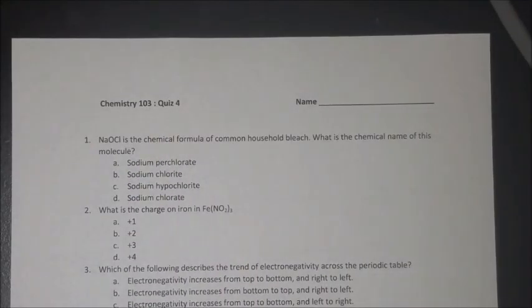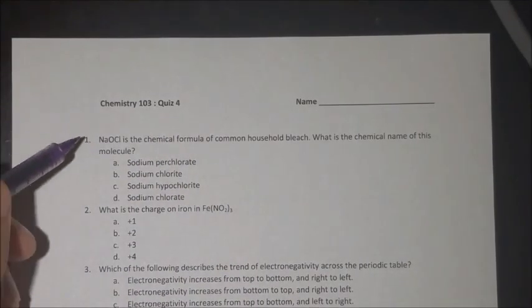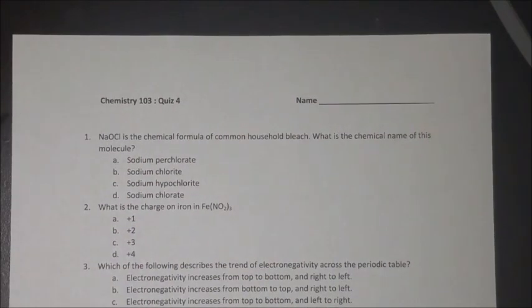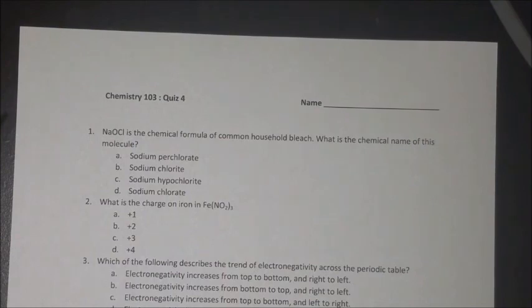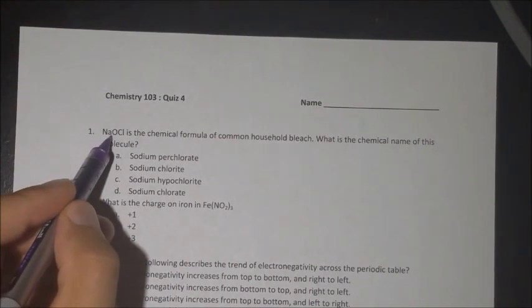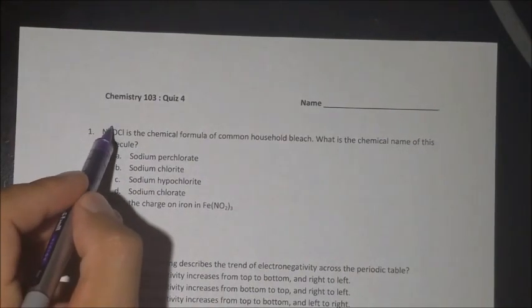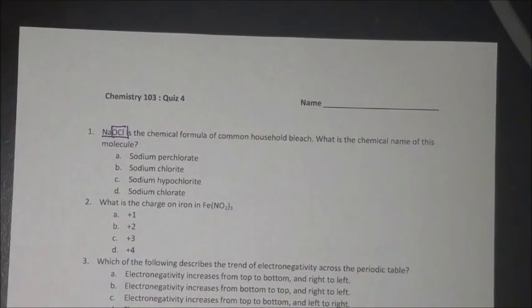So let's go over quiz number 4. Number 1 says NaOCl is the chemical formula of common household bleach. What is the chemical name of this molecule? So over here, Na we know represents sodium, and the question is, what is this polyatomic ion?